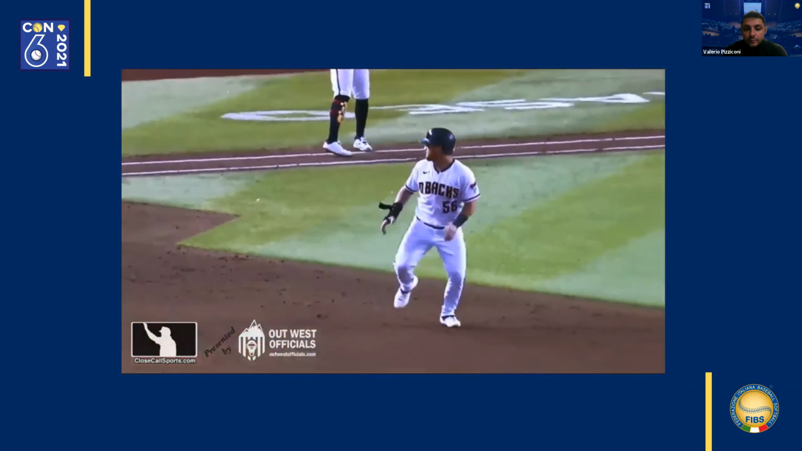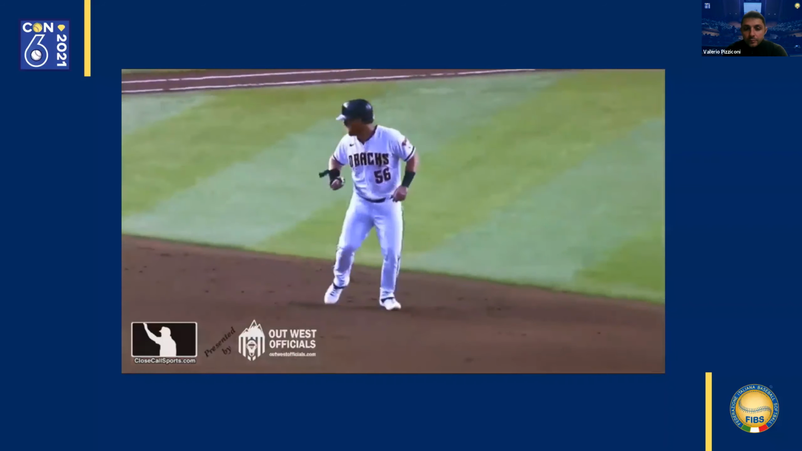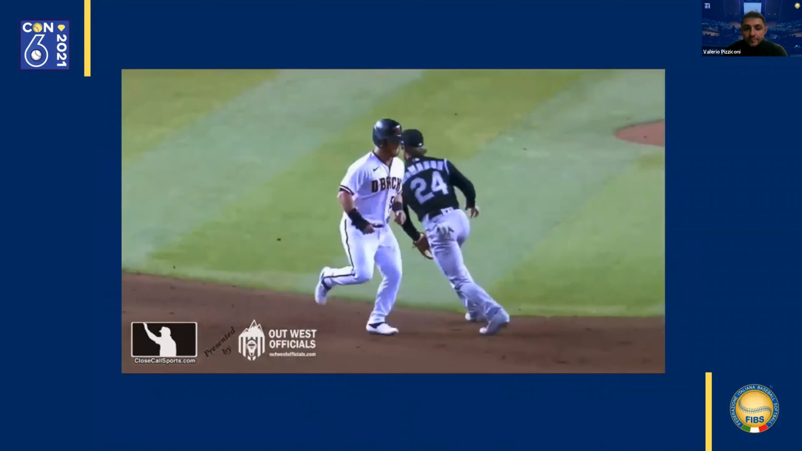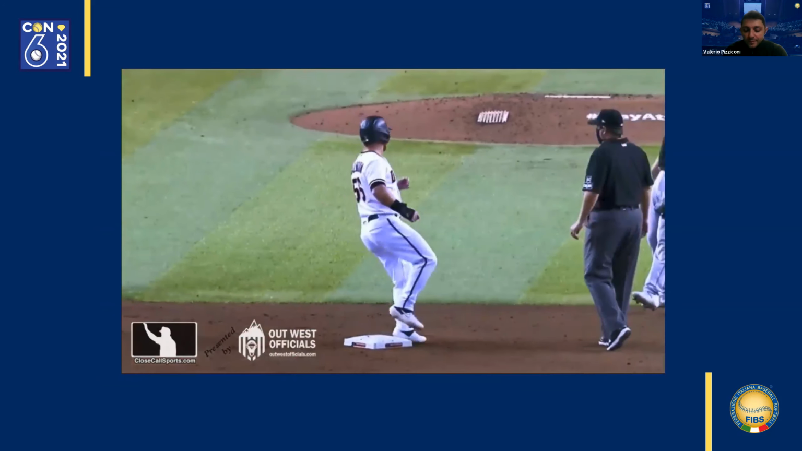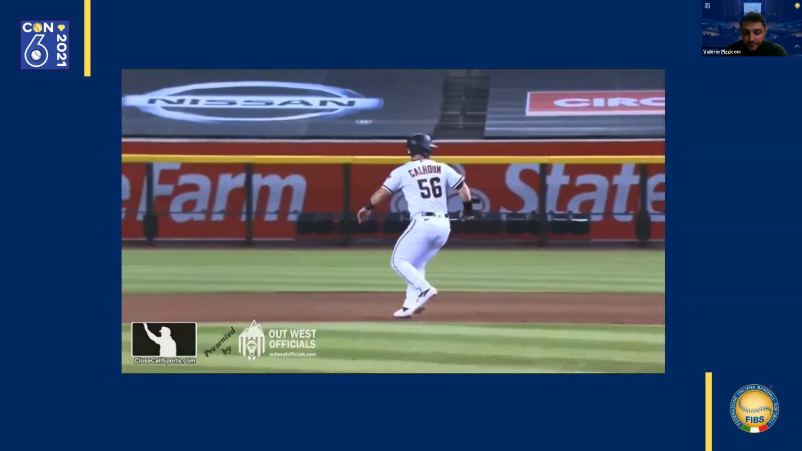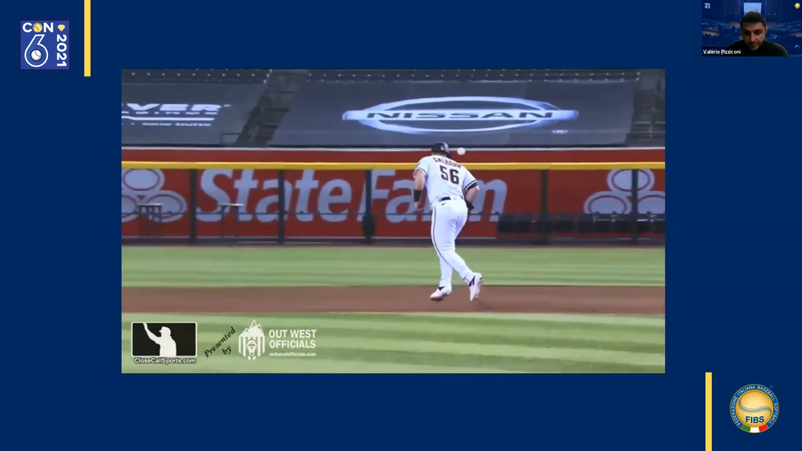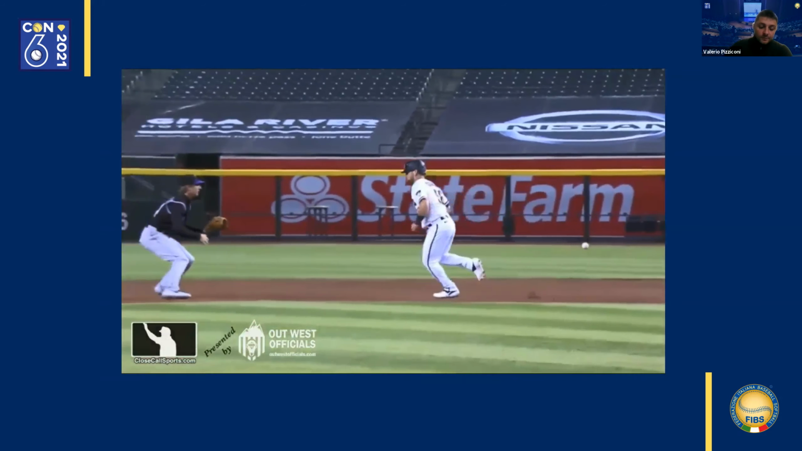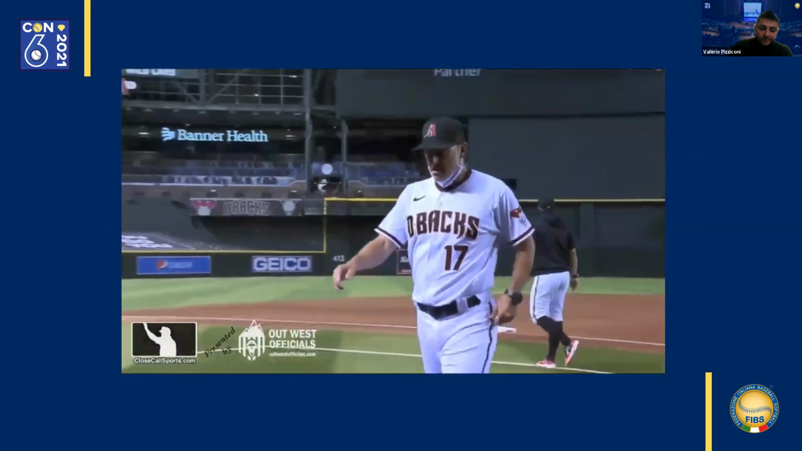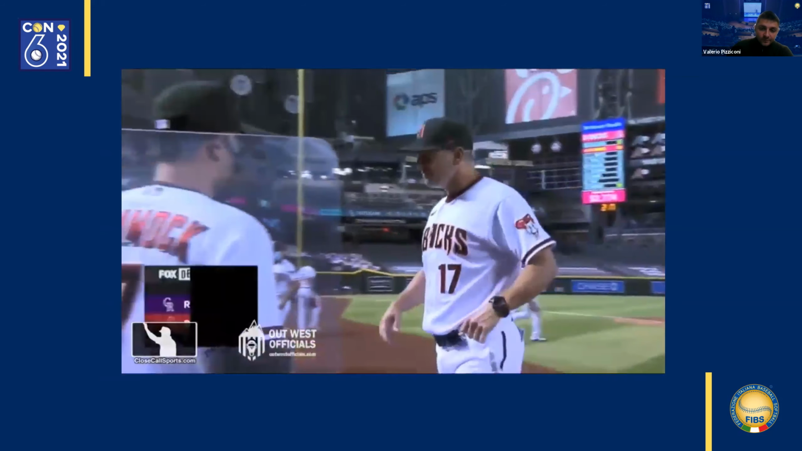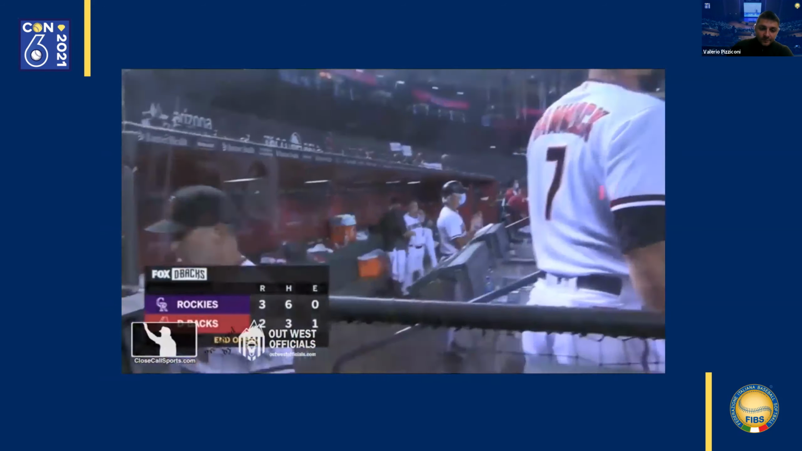Another look. Well, I mean, he's trying to get himself in a rundown. Right. But the ball was thrown right at his helmet. That's the kind of player Cole Calhoun is. Well, he's a heady player. That's the end of the fifth inning. It's still 3-2 Colorado. Wow.